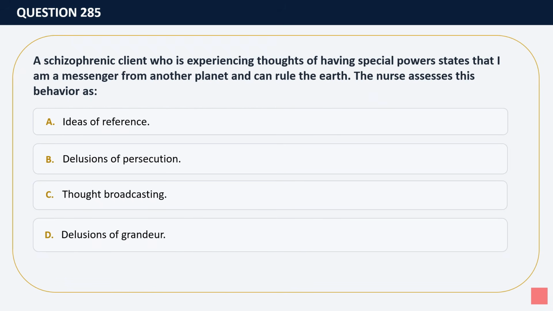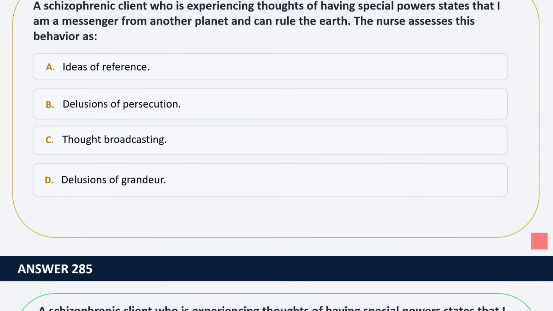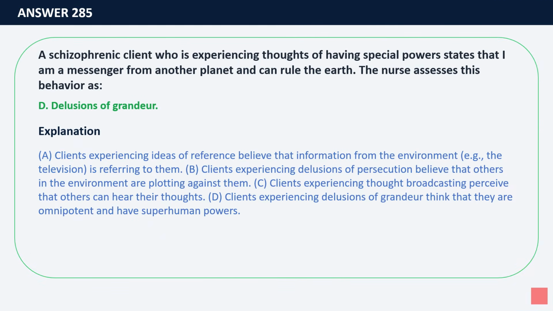Question 285. A schizophrenic client who is experiencing thoughts of having special powers states, "I am a messenger from another planet and can rule the earth." The nurse assesses this behavior as: A. Ideas of reference. B. Delusions of persecution. C. Thought broadcasting. D. Delusions of grandeur. Answer: D. Delusions of grandeur. Explanation: A.